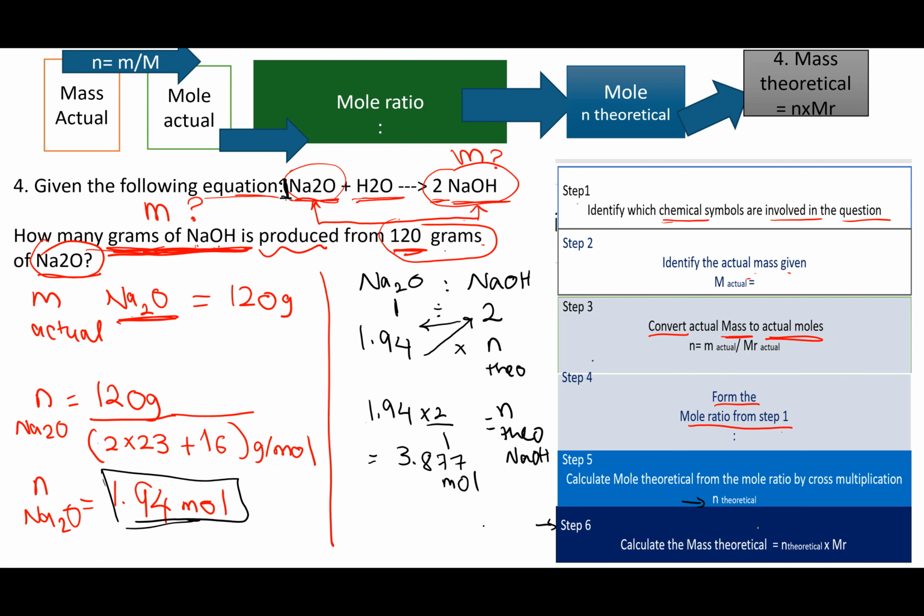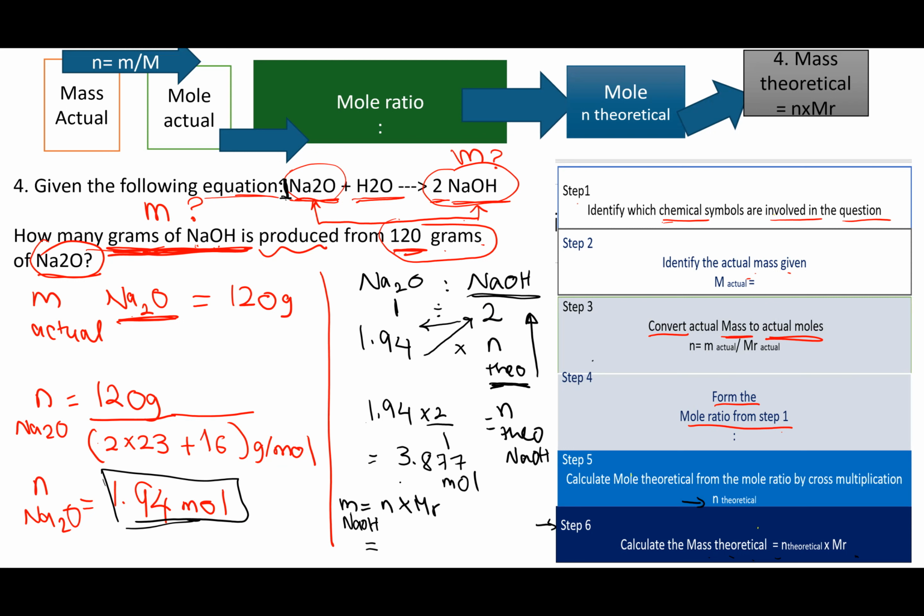Now I want to go to step number 6, which is finding the mass theoretical. To find the mass, it's n times Mr, but I have to know the Mr of which one? It's the one that I'm finding theoretically. So I'm going to look up and see which one it is, because if it's confusing for me, I'm always going to use this to guide my eyes, and that's going to be sodium hydroxide.